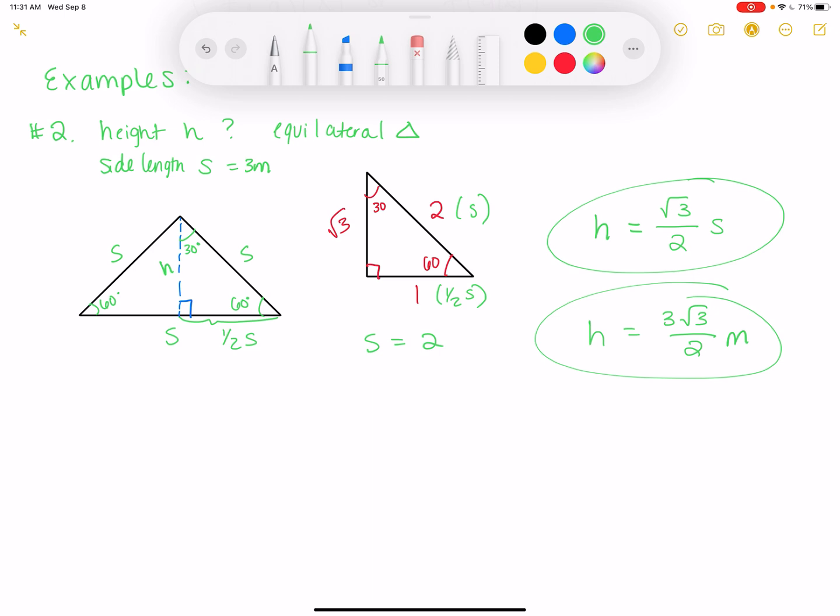Let's see. Let's do another one of those. Let's do number 4. So with this one, we've got the volume of a sphere as a function of the sphere's radius. The volume of the sphere of radius 3 centimeters is what we're dealing with.